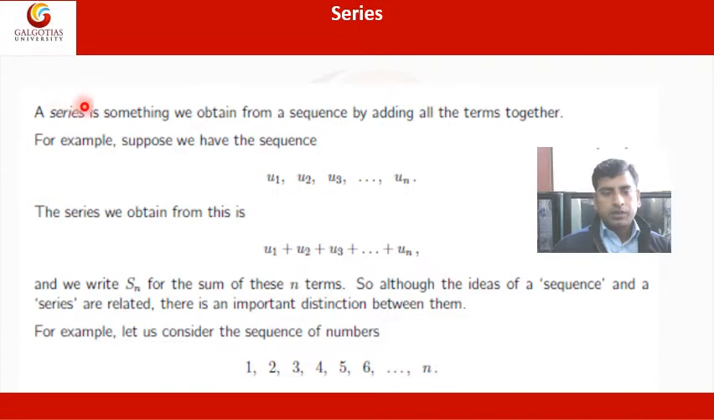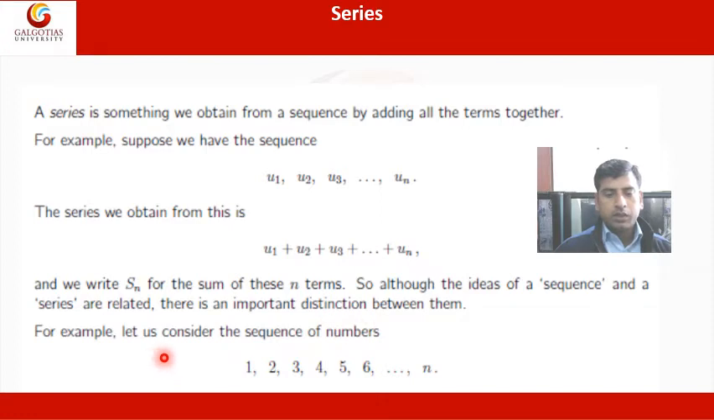The next definition is series. A series is something we obtain from a sequence by adding all the terms together. For example, suppose we have the sequence u1, u2, u3, up to un. The series we obtain from this is u1 + u2 + u3 + u4 and so on, plus un, and we write Sn for the sum of these n terms. Although the ideas of a sequence and a series are related, there is an important distinction between them.